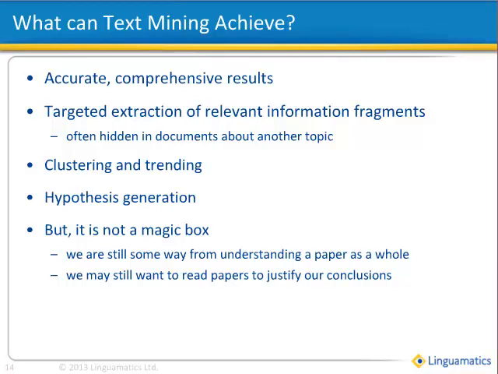You can do clustering and trending analysis, and hypothesis generation, as we mentioned in the last slide. But it's not a magic box. We're still some way away from understanding a whole journal paper, for example, as a whole. If you're to understand the paper as a whole, you need a lot of real-world knowledge, a lot of context to come in. So it's really successful when you're looking for specific pieces of information. But it's different from actually saying that you've understood the whole paper.